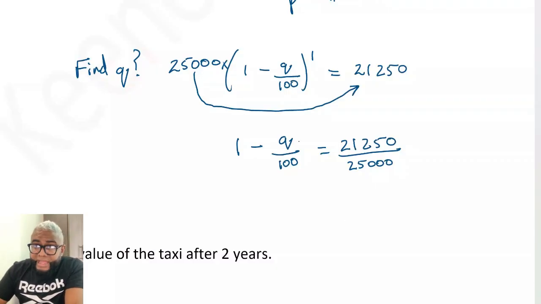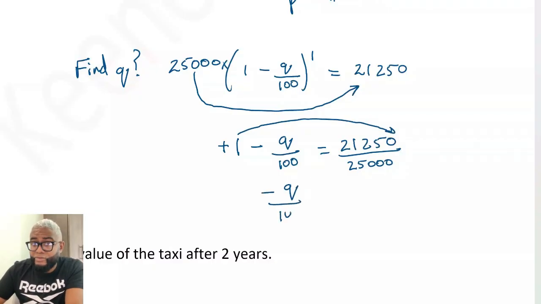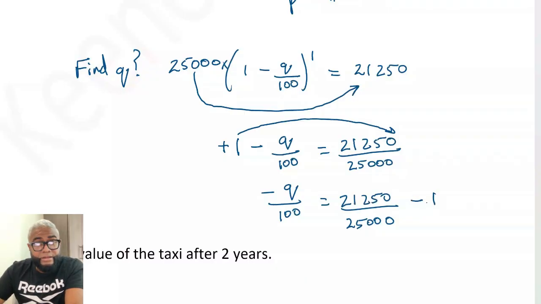So what am I doing here? I'm going to move this 1. This is plus 1, so if I carry plus 1 to the other side, I have to do the opposite of plus, which is take away. Everything is the opposite. So let me leave this as 21,250 over 25,000, and then you have minus 1 here. Stay with me.